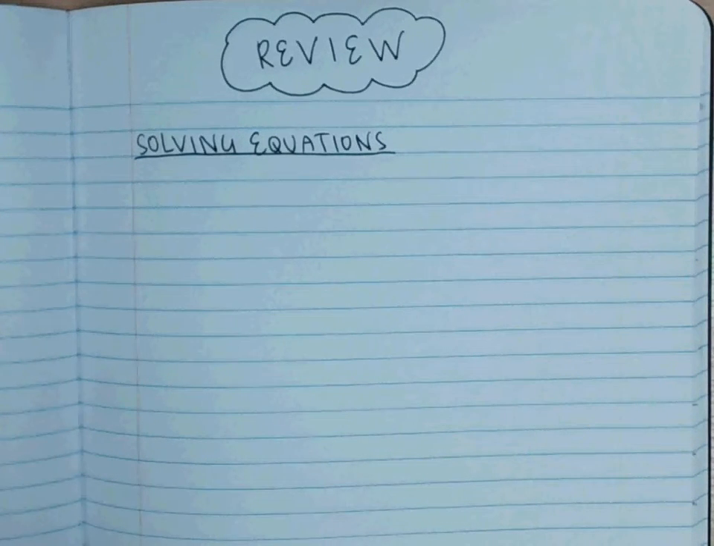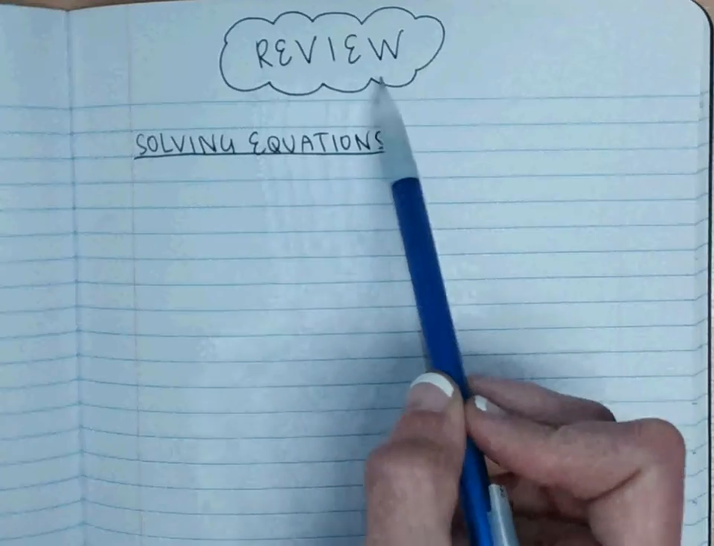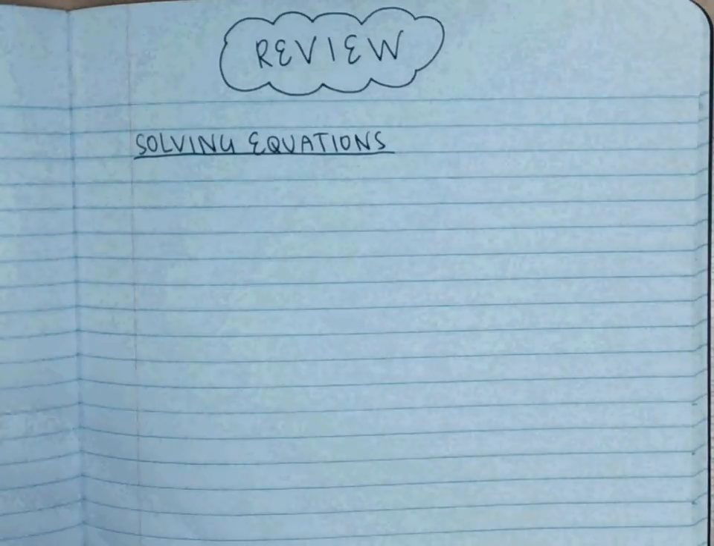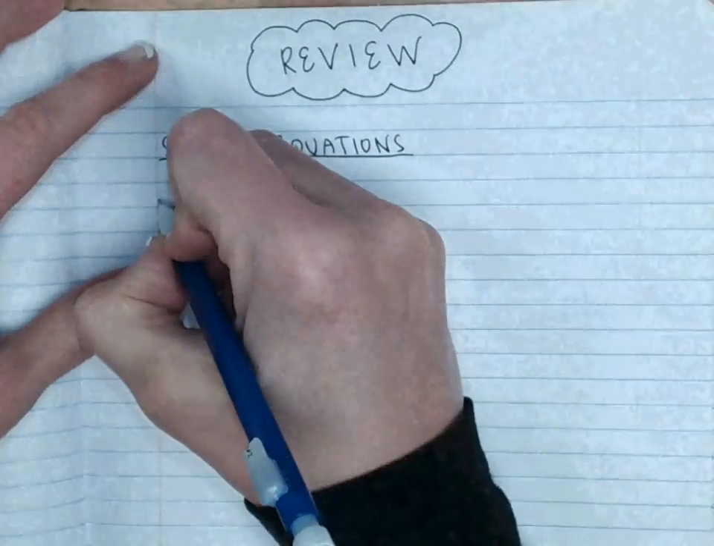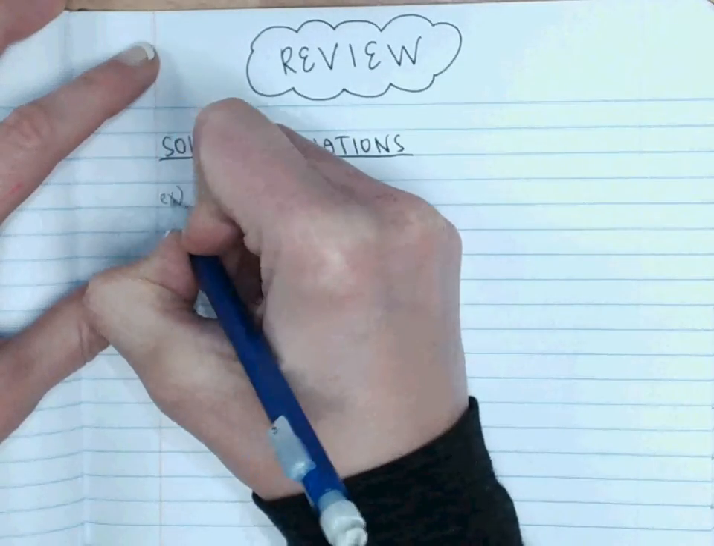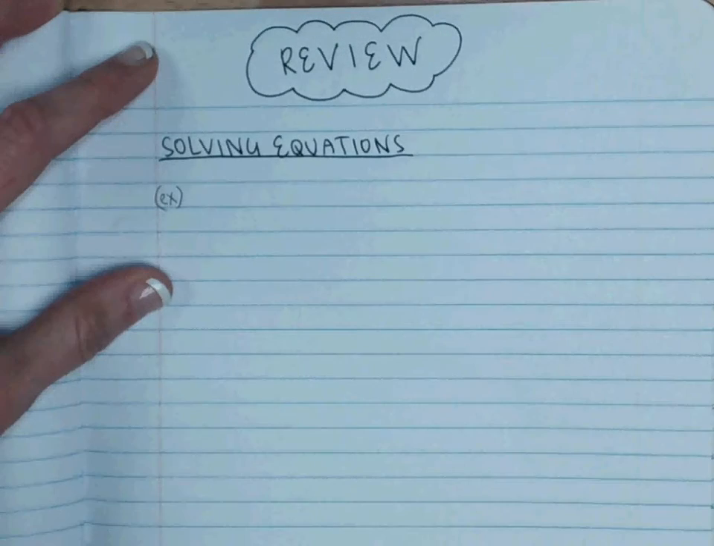Today I thought we would do some review in solving two-step equations. So in your notes, set up a page that looks just like this, with review at the top, and then solving equations. We're going to do two examples today. The first one is going to be just a two-step equation. And the next one is going to be a two-step equation that involves the distributive property.